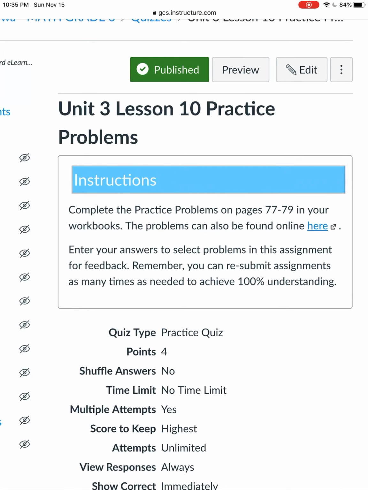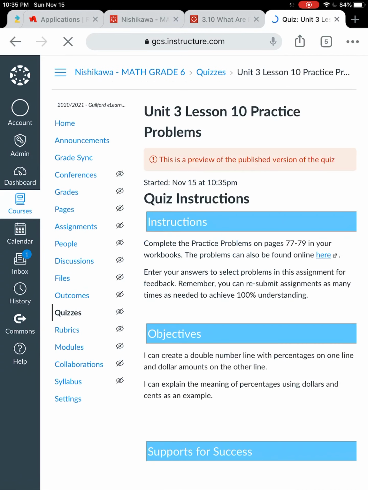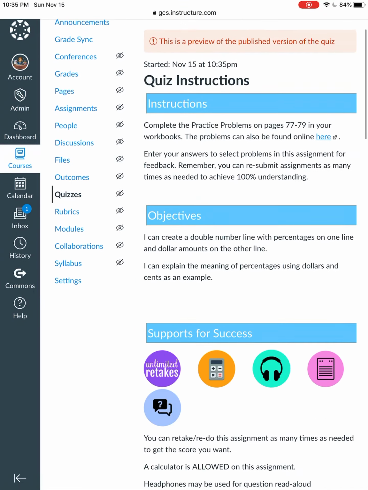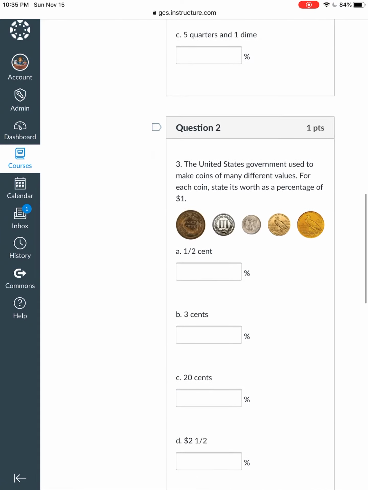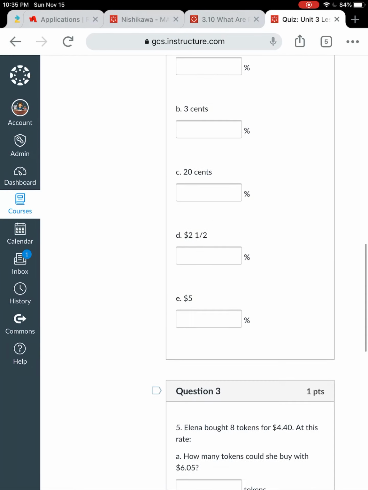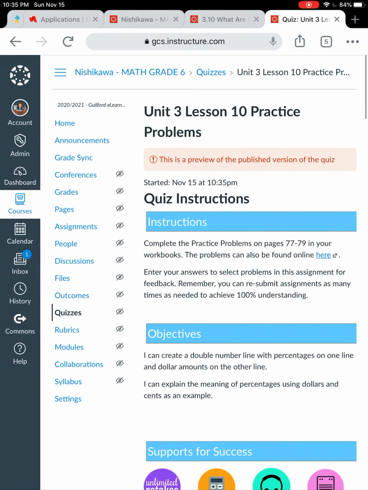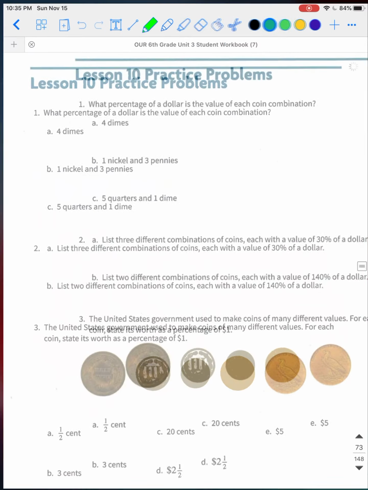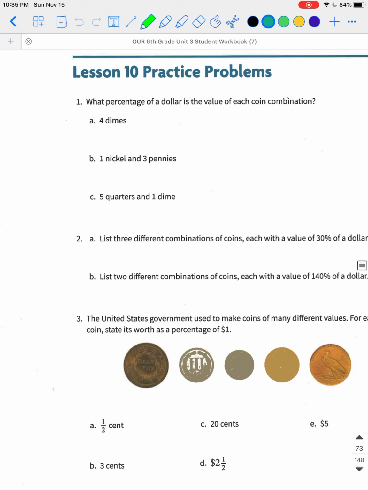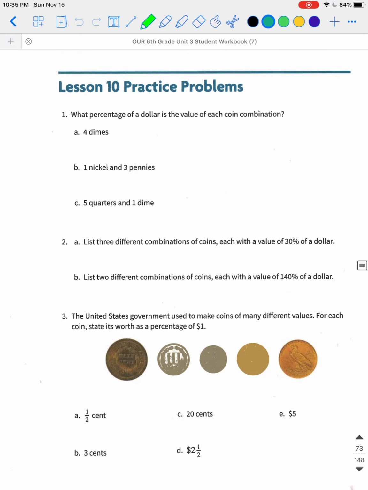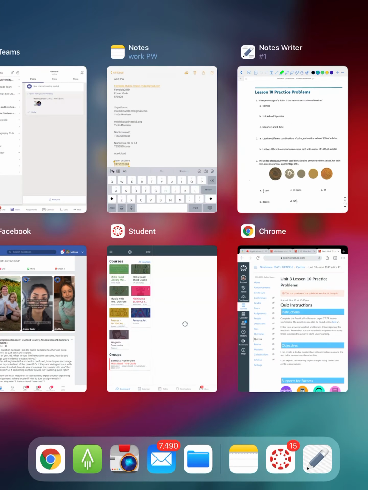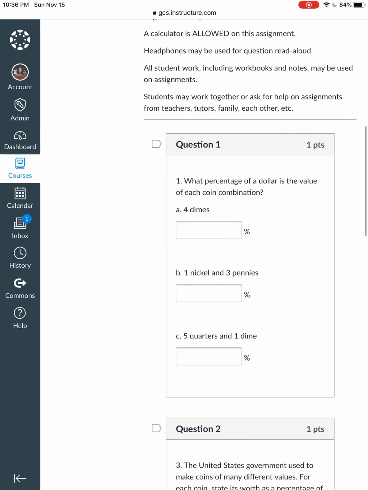And by it being a practice quiz, it's just a few questions. So your practice problems on page 77 through 79, you're going to complete them. Now, what I want you to do is complete them in your workbook first. If you don't have your workbook, you can easily use our workbook right here that we have digitally. And you're going to complete these problems. Then you're going to take your time, and you're going to enter them in our quiz right here.